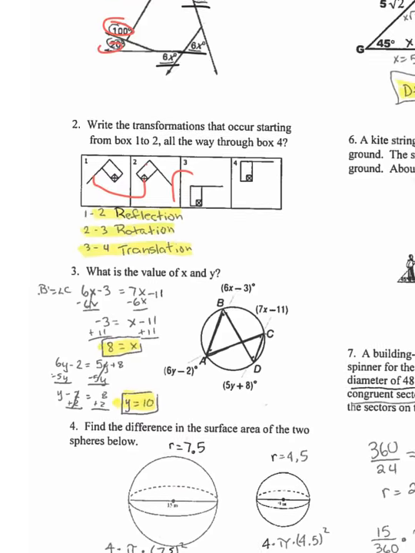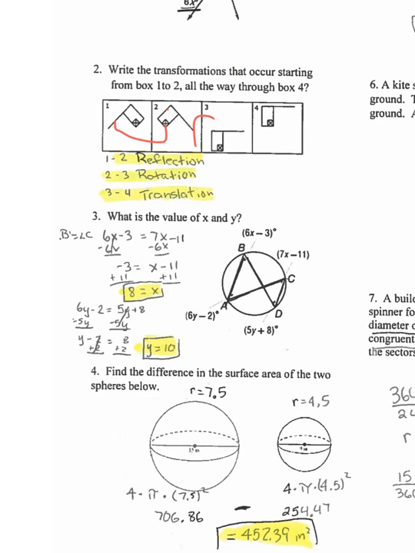Those are pretty easy. What is the value of x? The idea here is that B and C are inscribed angles, and they both meet at the arc AD, so you set them equal. 6x minus 3 equals 7x minus 11. And then same thing on the opposite end, angle A and angle D are inscribed, and they meet at BC, so you set those equal to each other and solve for y. All right, and you solve x equals 8, y equals 10, you see the work there. Pretty straightforward.